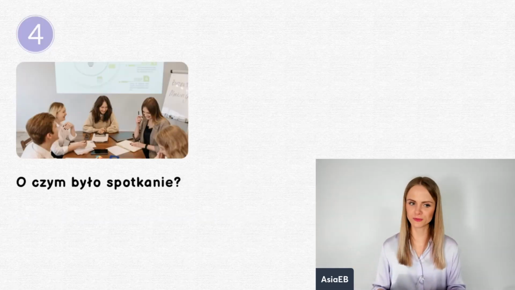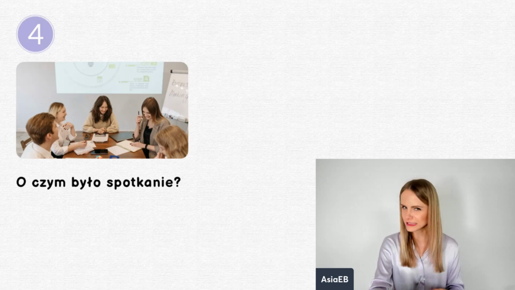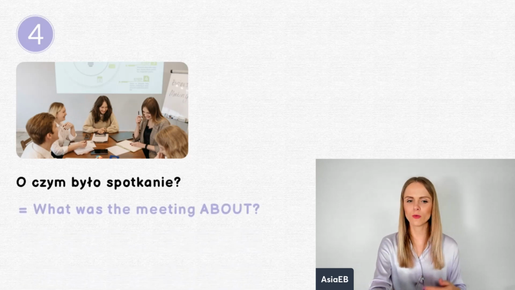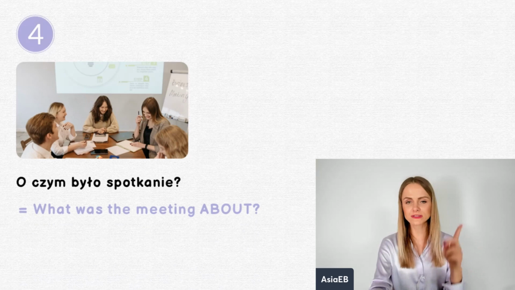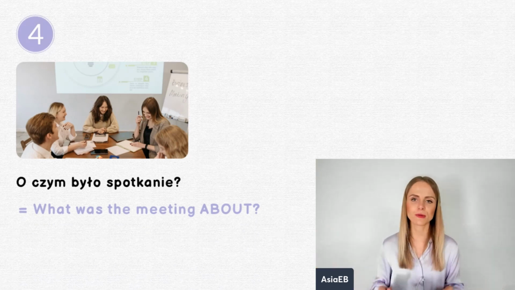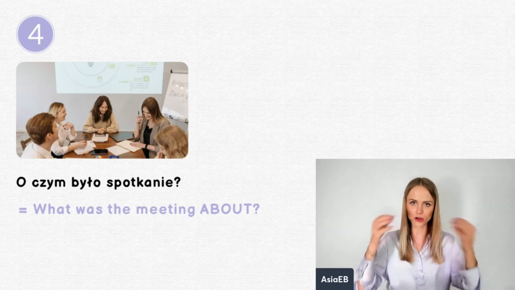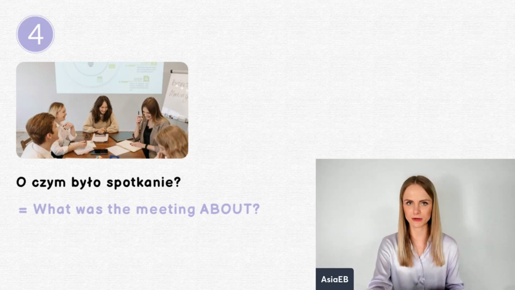Number 4, have a look at this one. Again, we have this to be here in the past, so that should be quite easy, I think. What was the meeting about? Of course, you can repeat after me to practice some intonation. What was the meeting about? Rising intonation, again, preposition at the end, inversion.